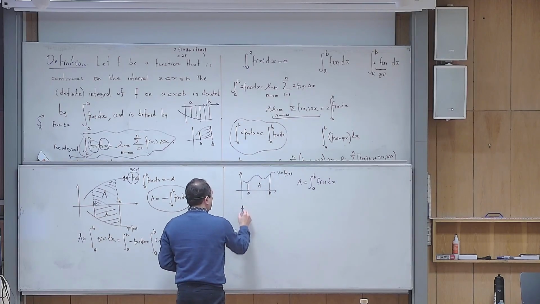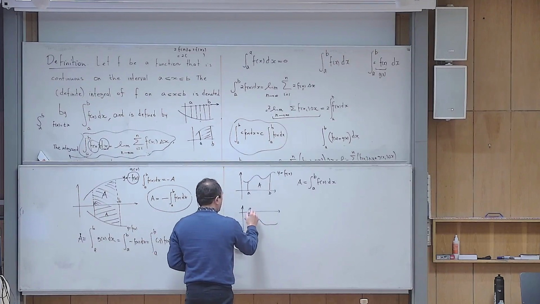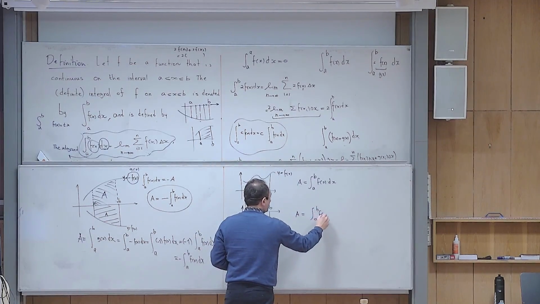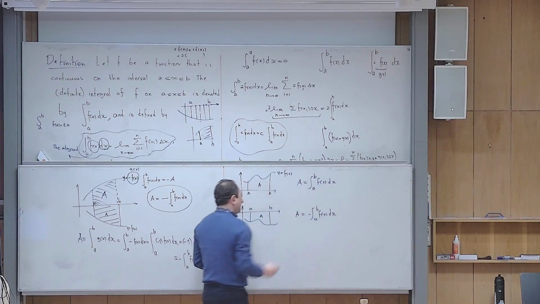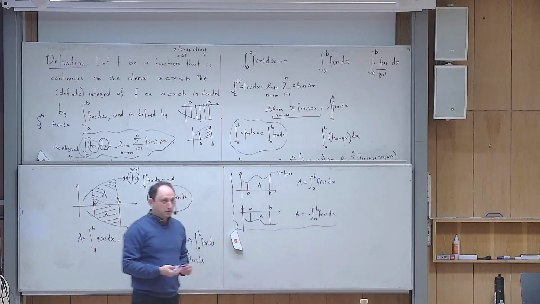But if you have this scenario, here is a, here is b, and this is your area. The area is not equal to the integral, it is the negative of the integral, yes? So just put it in your notebook somewhere so that you remember, yes?